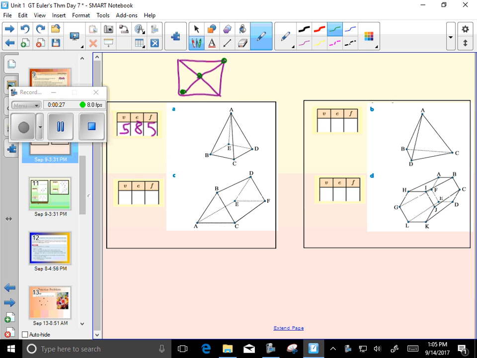This one has 1, 2, 3, 4, 5 vertices, and 1, 2, 3, 4, 5, 6, 7, 8 edges, and 1, 2, 3, 4, 5 faces. And then for all these others, it's pretty much the same thing. This one's a triangle within a triangle. Love this one.